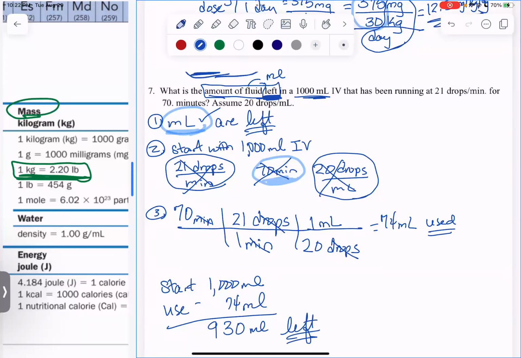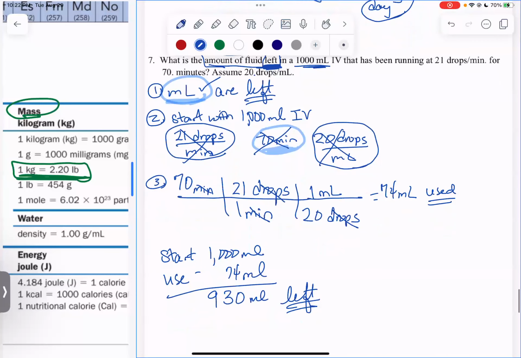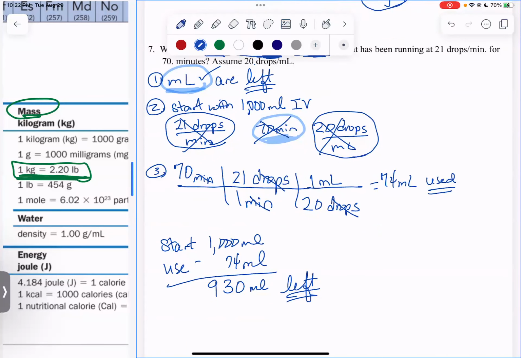And double check your sig figs, 2 sig figs. We're just going to assume 2 sig figs, okay? Because really, you need at least 2 sig figs.